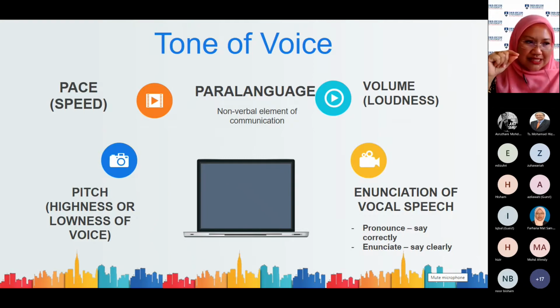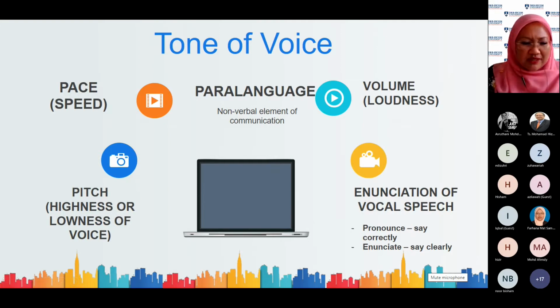So it is better to say it clearly rather than correctly, so that it will come across to your audience. Now, when I talk about volume, one story came to mind.